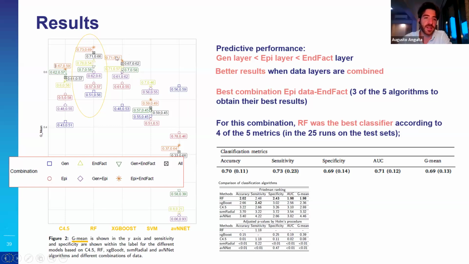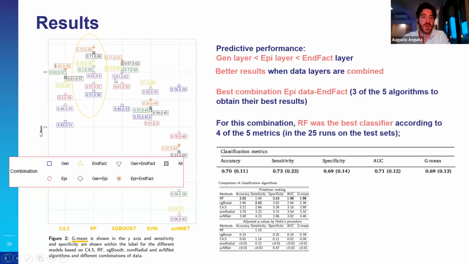And what we see is that in most of the algorithms, the combination of epigenetic information and endogenous factors is the most interesting for making predictions. Normally, we see that genetic information in our case was not helping a lot in making better predictions. So this is the order of data layers from the least interesting to the most predictive: genetic, epigenetic, and endogenous factors. And we see that the best combination is actually epigenetic data and endogenous factors in 3 of the 5 algorithms.